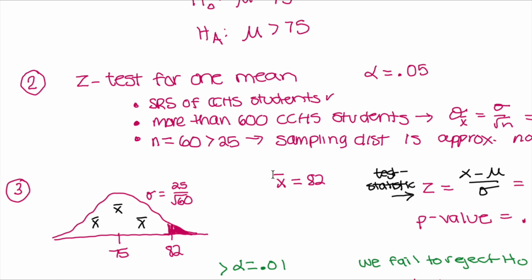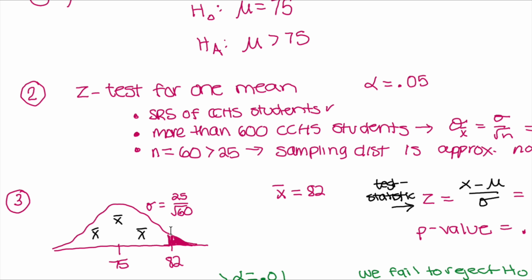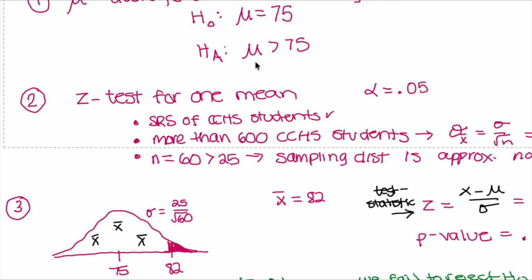Because we want to test our alternate hypothesis, mu greater than 75, this determines which region we should shade. Are we going to shade it above or below? Well, because we hypothesized it's above, which means that we have to shade it above, which is above 82.